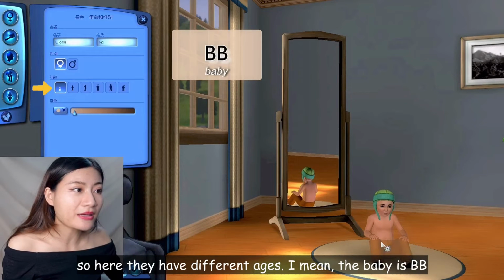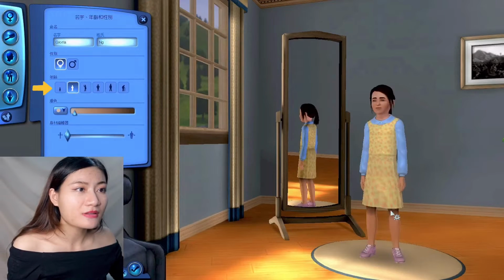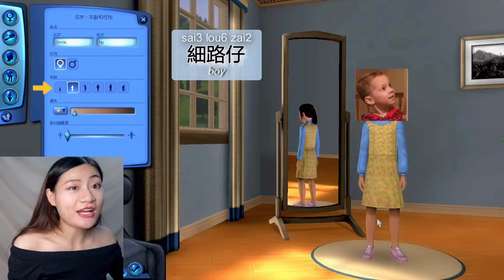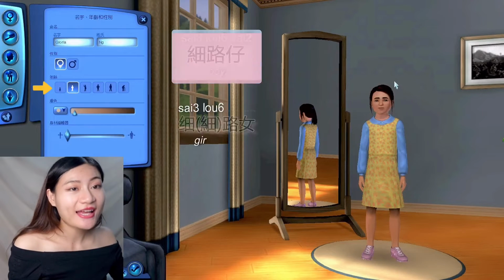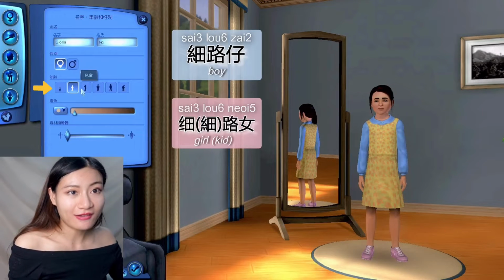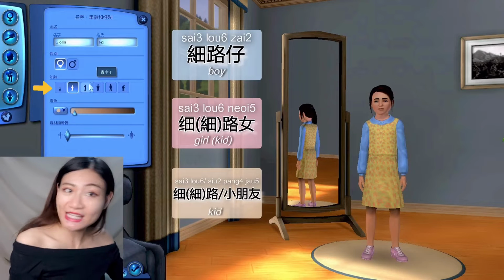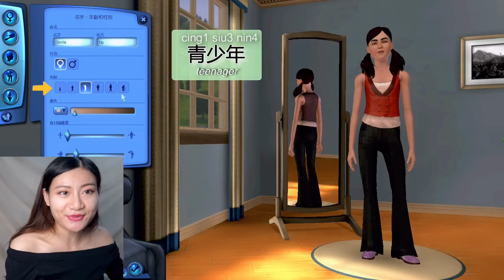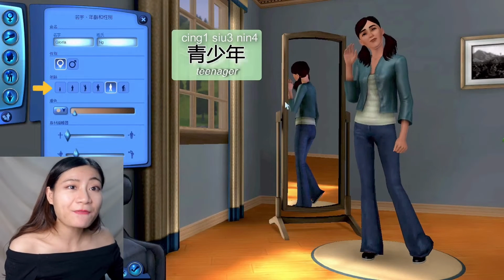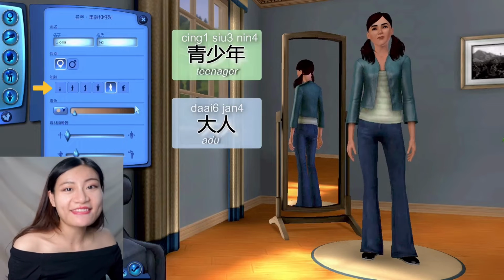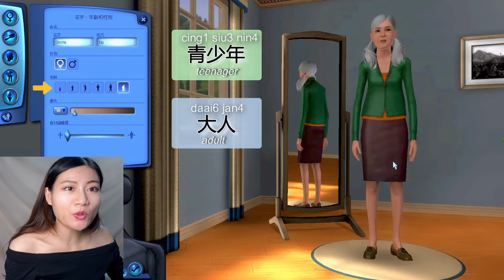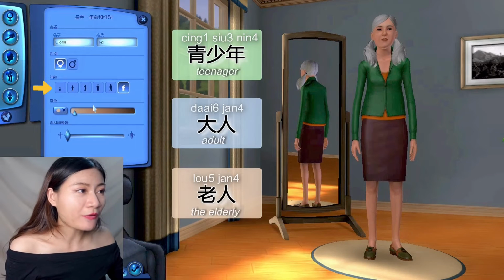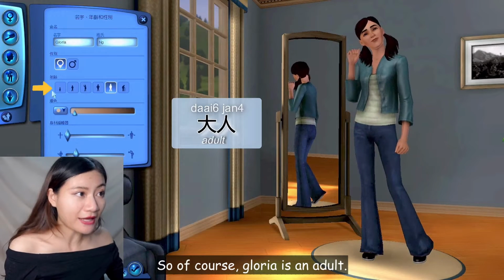I mean the baby is BB. The kids, that is 細路仔. The boy, 細路仔, the girl, 細路女, or 小朋友 for kids. And then this is the teenager, 青少年. And for adult, that is 大人. And for the old people is 老人. So of course Gloria is 大人, okay?